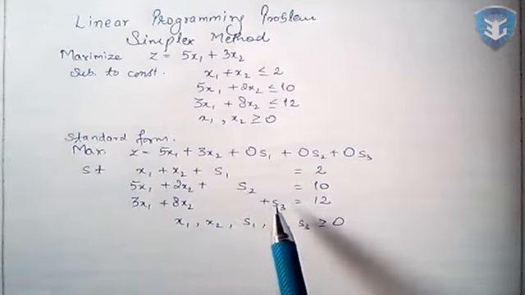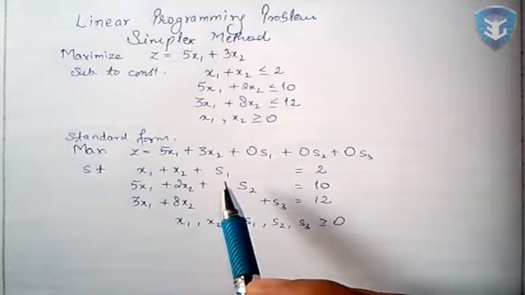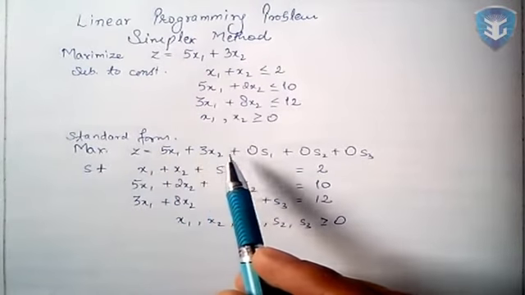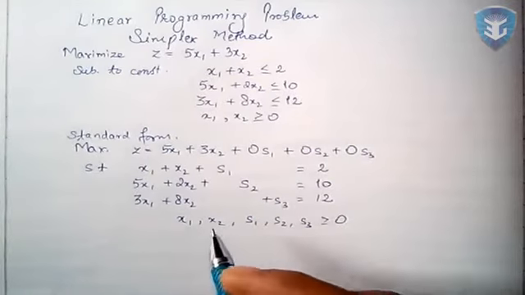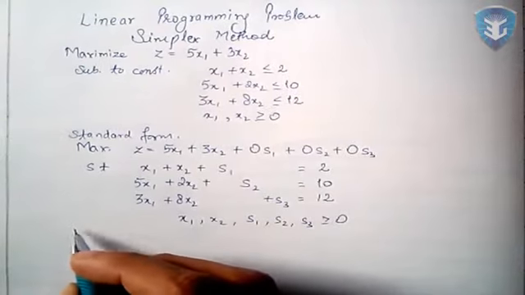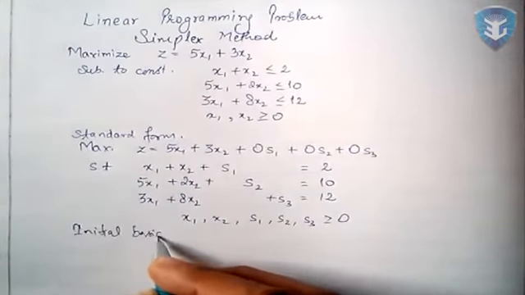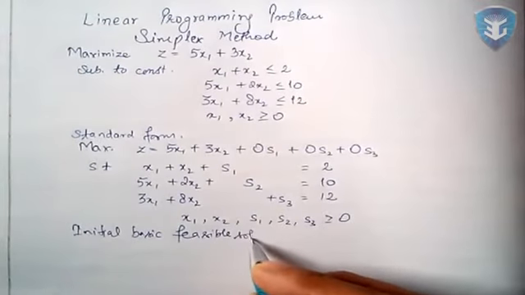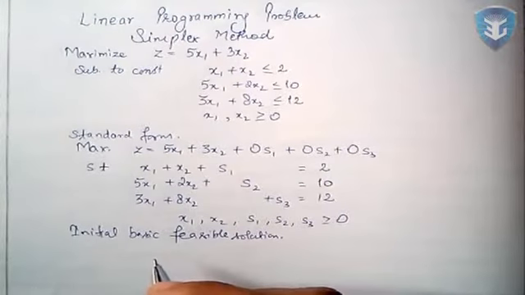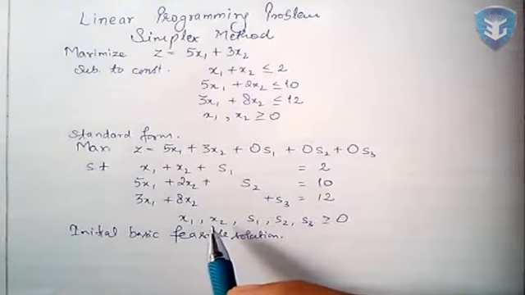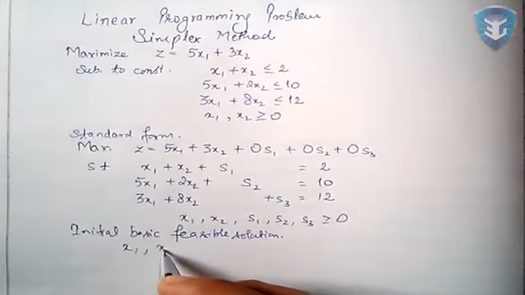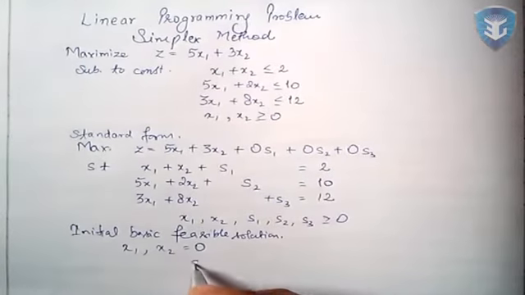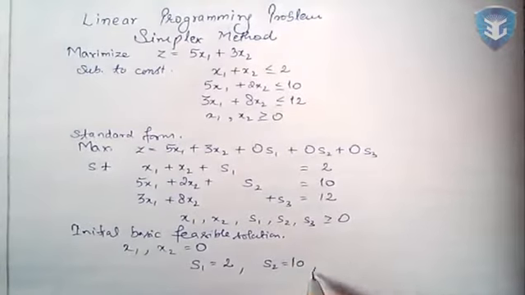You can see that we have introduced three slack variables in these constraints, that are s1, s2 and s3, due to which we have changed the objective function as 5x1 plus 3x2 plus 0s1 plus 0s2 plus 0s3, and you can see that the cost associated with these slack variables are 0. Now we need to find the initial basic feasible solution. To find it, we need to put the value of decision variables as 0, and you may note that x1 and x2 are decision variables and s1, s2 and s3 are slack variables. So when we put the value of x1 and x2 as 0, we get the initial basic feasible solution as s1 equals 2, s2 equals 10 and s3 equals 12.